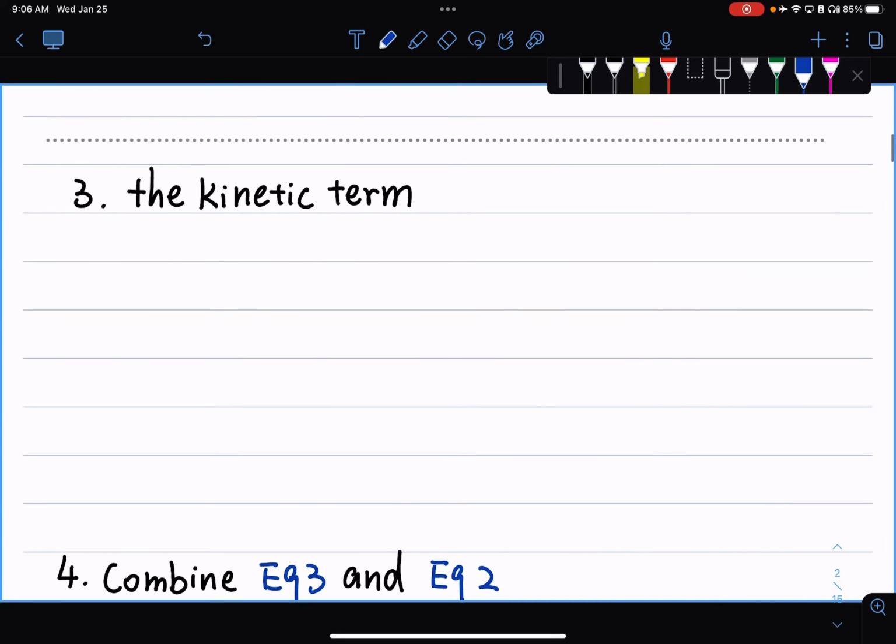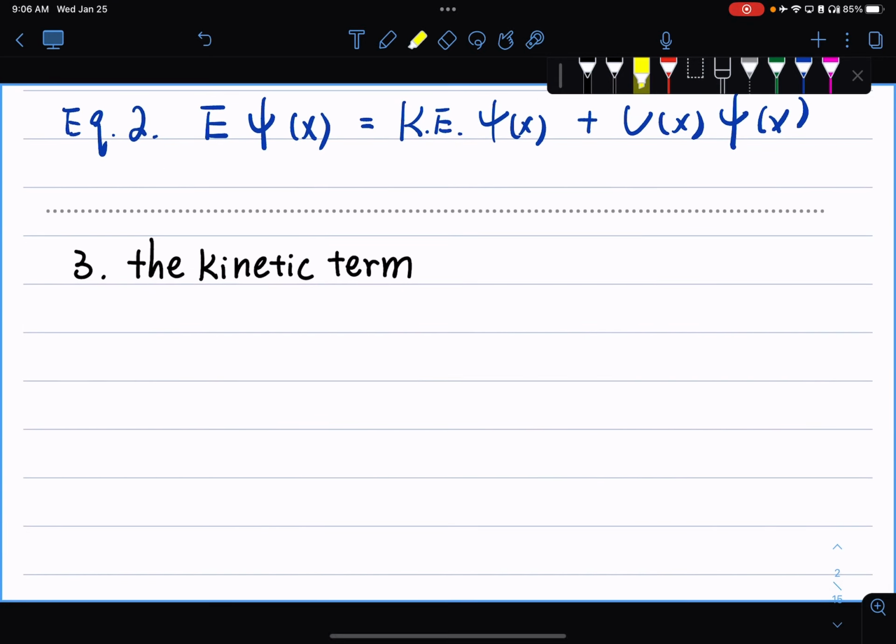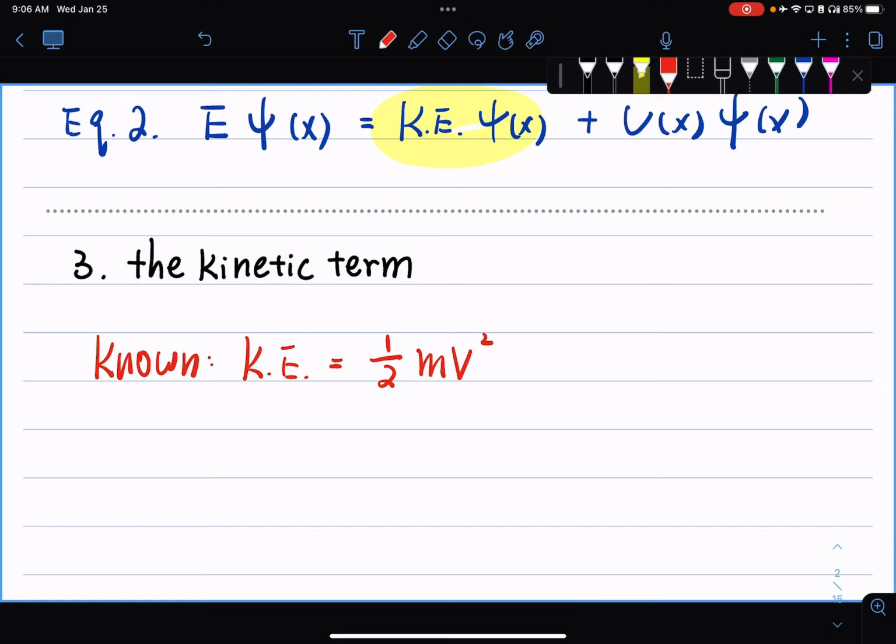Next up, let's write out the kinetic term. We know kinetic energy equals 1/2 mv squared. Or we can also write that v in terms of linear momentum. We know p equals mv, that's linear momentum.